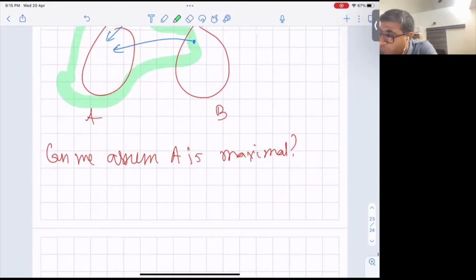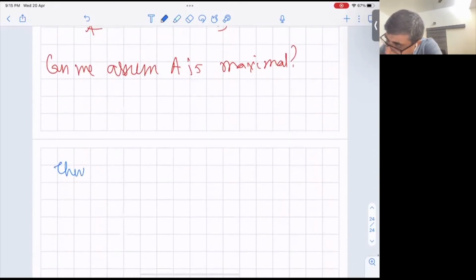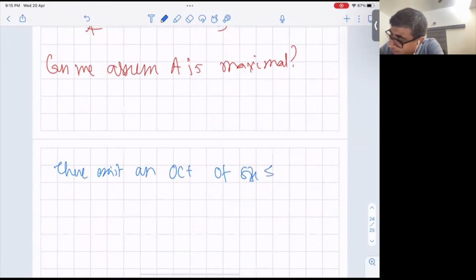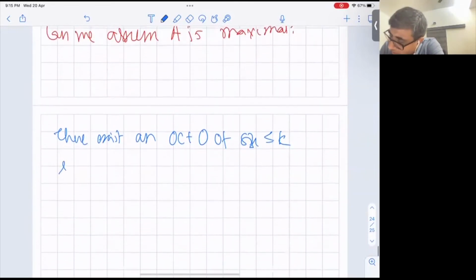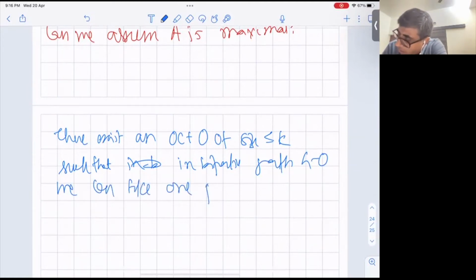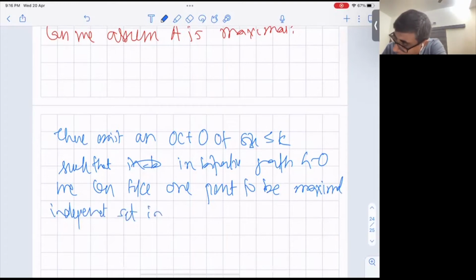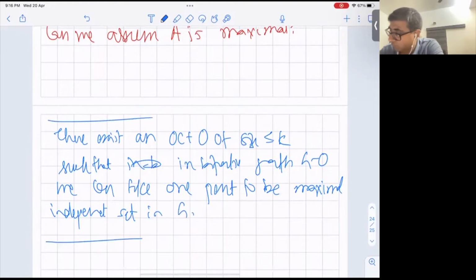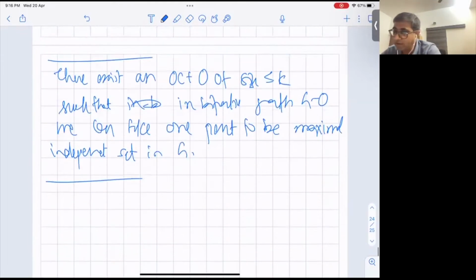Okay. So what did we prove? We actually proved there exists an odd cycle transversal of size at most K, OCT O of size at most K, such that in the bipartite graph G minus O, we can take one part to be a maximal independent set in G. Okay. Is it fine? This is what we showed.